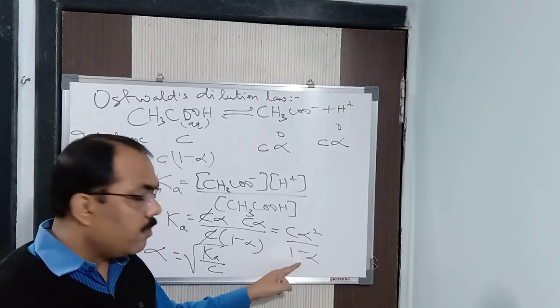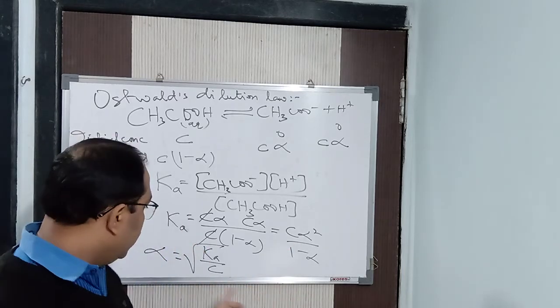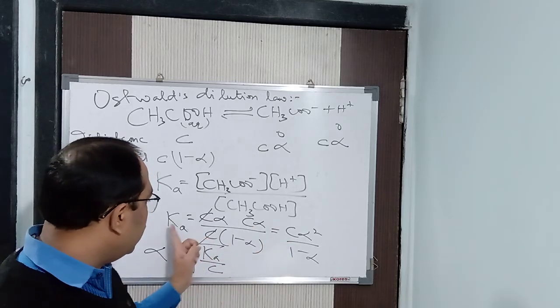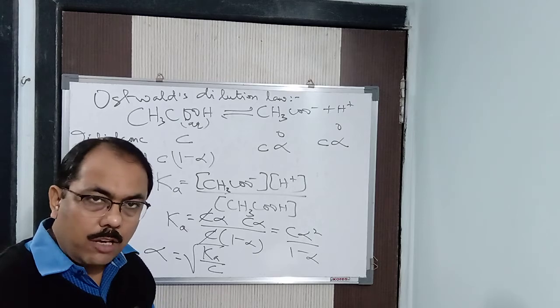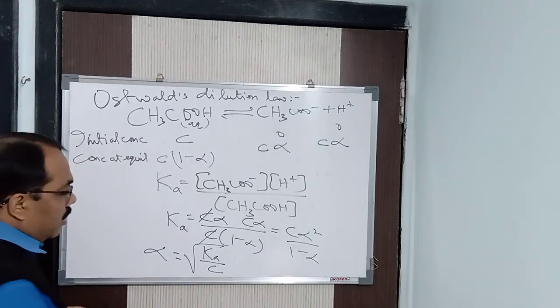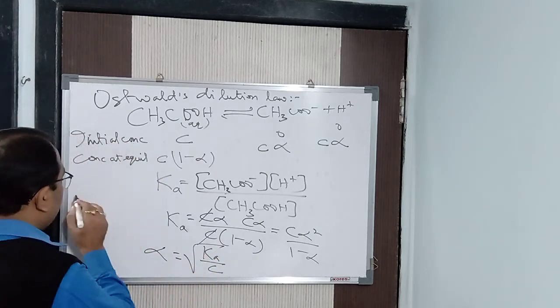So C alpha square by 1 is C alpha square. So in that case C alpha square is equal to Ka. So alpha is equal to root over of Ka by C. I hope you understood. Now, concentration is equal to what?